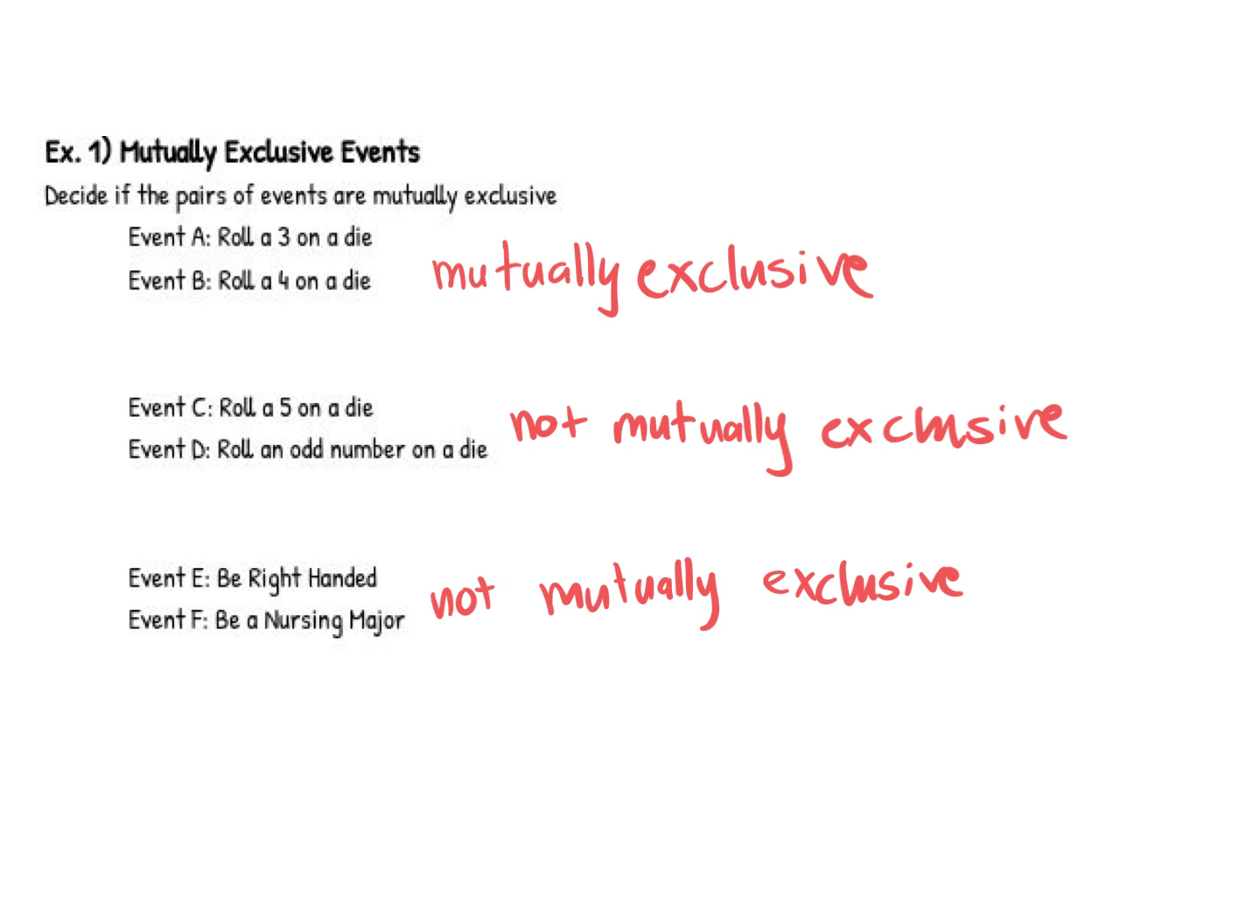Okay, hopefully you got a chance to try those. Here are the answers. Our second set, roll a 5 on a die and roll an odd number on a die. Those are not mutually exclusive. They can happen at the same time because 5 is an odd number. And then event E and F, be right-handed and be a nursing major. Those can happen at the same time, so they are not mutually exclusive.